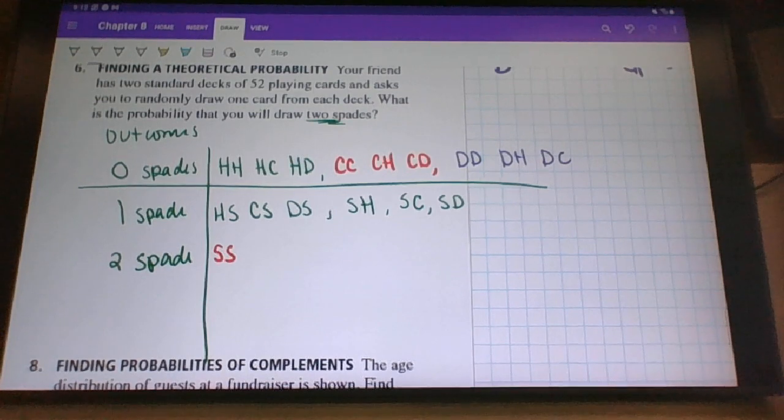So of the different suits in a card deck, there's 4 of them. These are all the possible combinations.